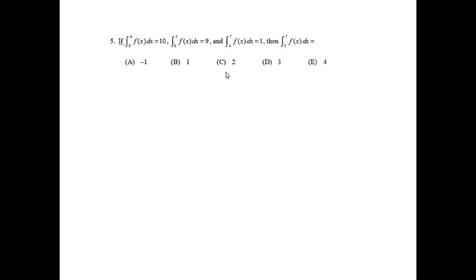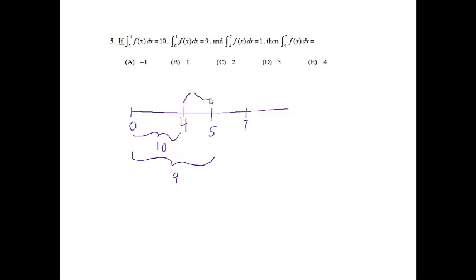Okay, question 5. If the integral from 0 to 4 is 10, from 0 to 5 is 9, and from 4 to 7 is 1, then what is the integral from 5 to 7? Okay, I'm going to set myself up a nice little chart here, and hopefully that will help me out. If I'm going from 0 to 4, the area under the curve there is 10. And then I know 0 to 5, this whole thing is going to equal 9. And then I know from 4 to 7 is 1, and I want to know what it is from 5 to 7.